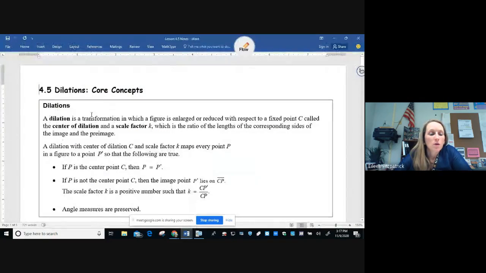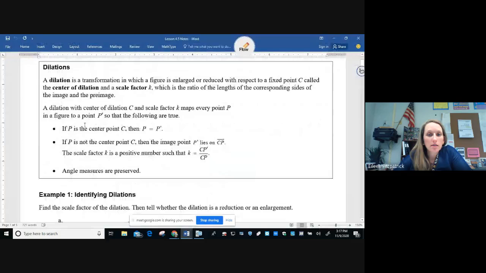Okay, so dilations. This is going to be a little bit different than our previous transformations because this one does not preserve the distance, okay? Angle measures are preserved, but distance is not, which means our shapes are going to change size, all right?